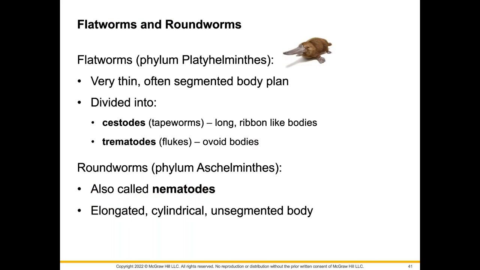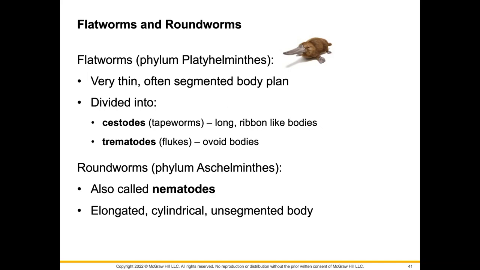So our flatworms, these are also known as the platyhelminths. And if you need help remembering why platyhelminths are flatworms, platy, think platypus, and they have a flat bill, and helminths mean worm. So they're very thin. They are oftentimes going to have a segmented body plan, similar to your standard earthworm. However, that earthworm is technically a roundworm because it's thick, but flatworms would be segmented and very thin. They can be divided into two categories, the cestodes and trematodes.